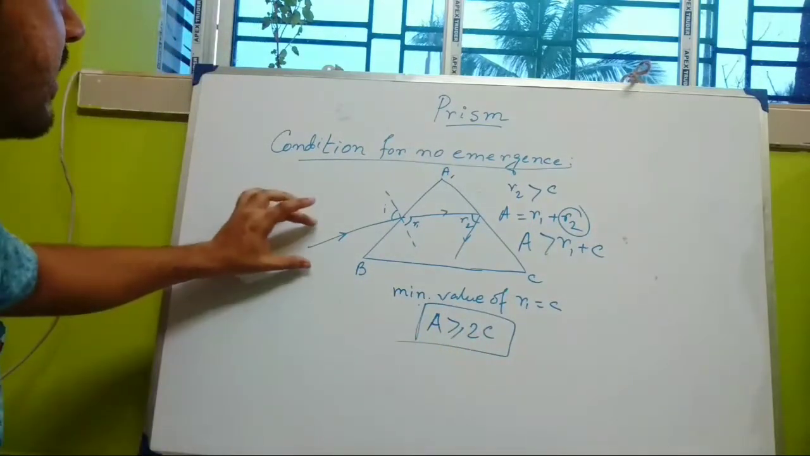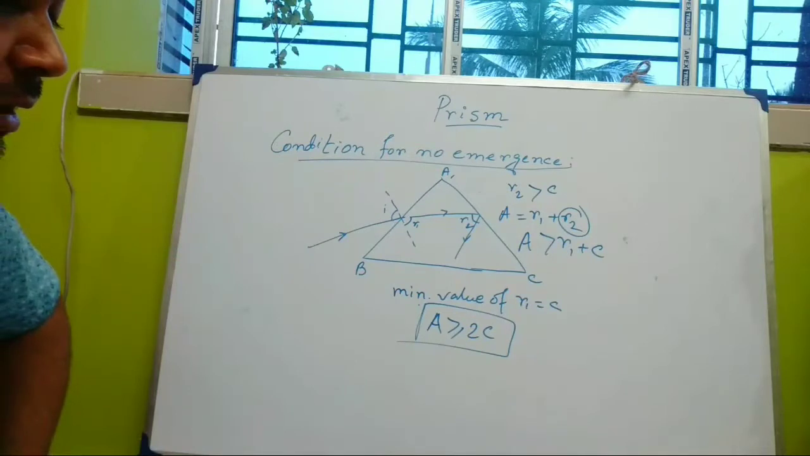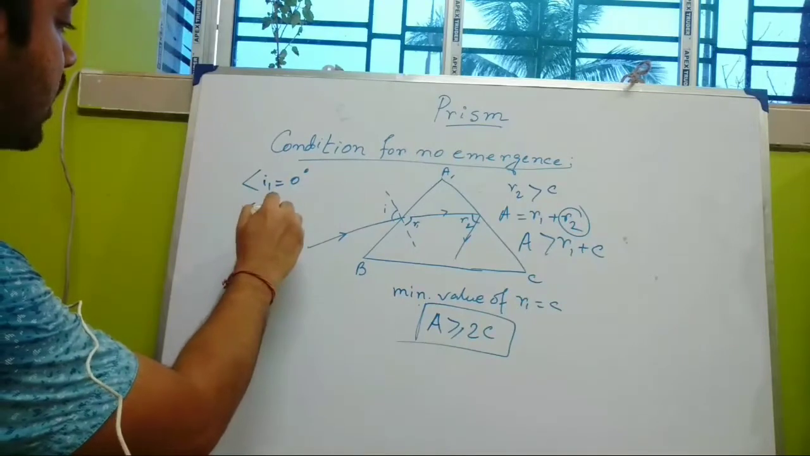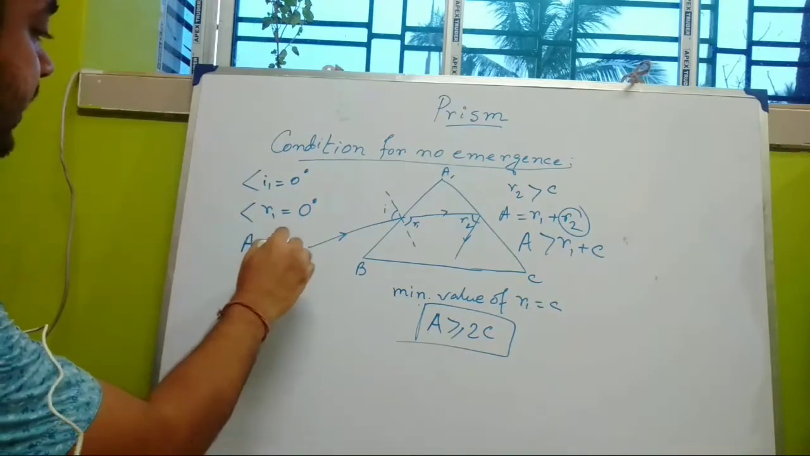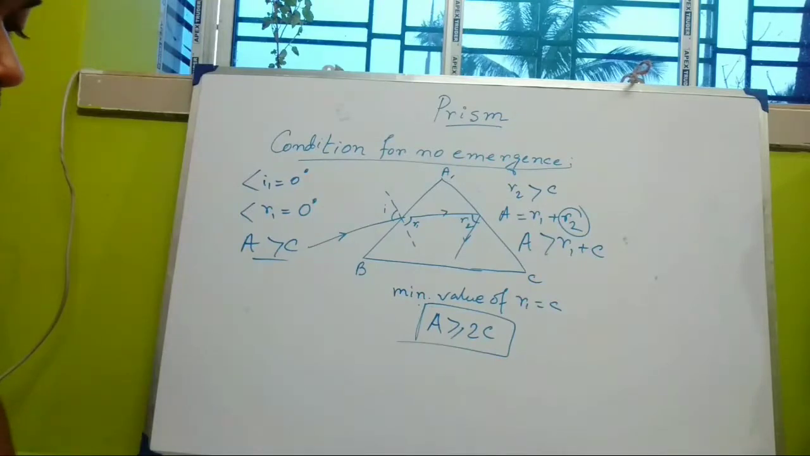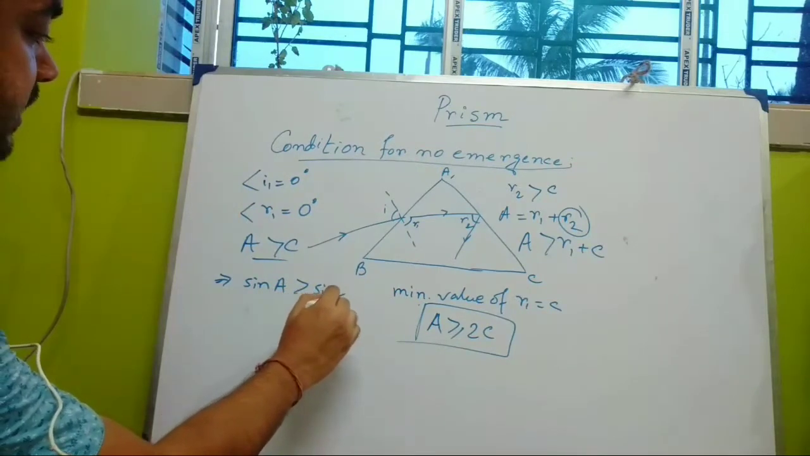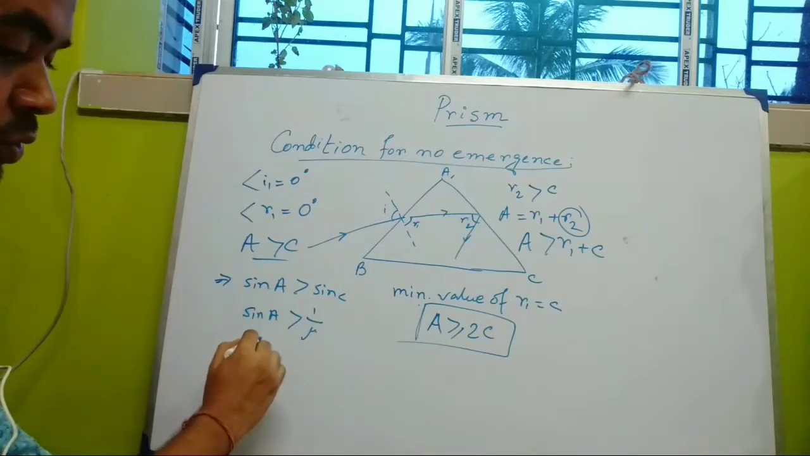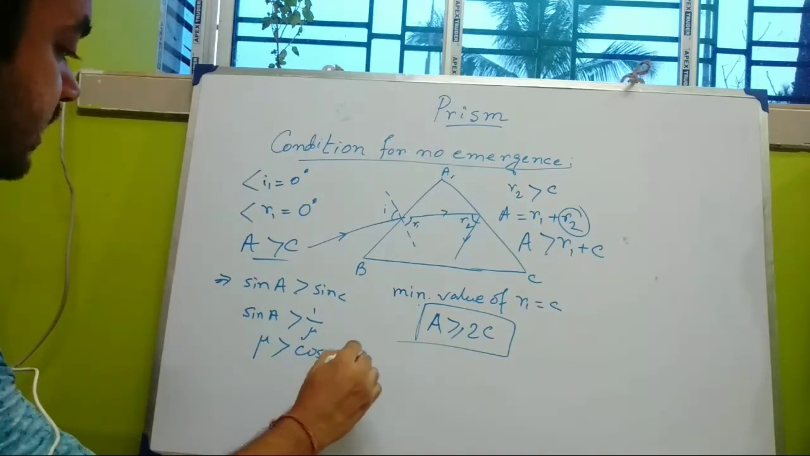If the incident ray incidents on the prism at an angle 0 degree, it means if I1 equal to 0 degree, then R1 will be equal to 0 degree. So in this case, the condition of no emergence from the second surface is A greater than twice C, which implies that sine A will be greater than sine C, but sine C is actually equal to 1 by mu. So the value of mu will be greater than cosec A.